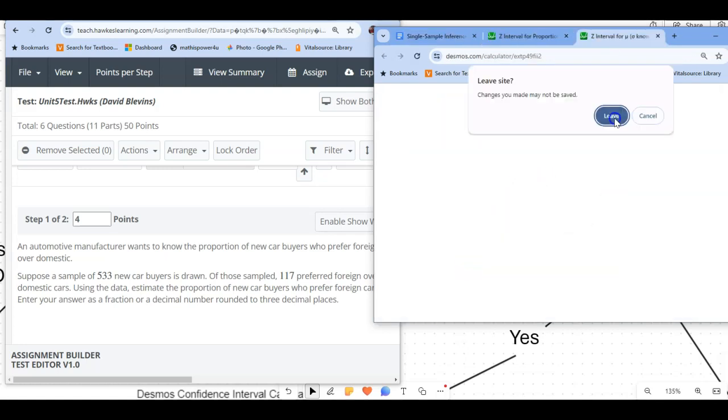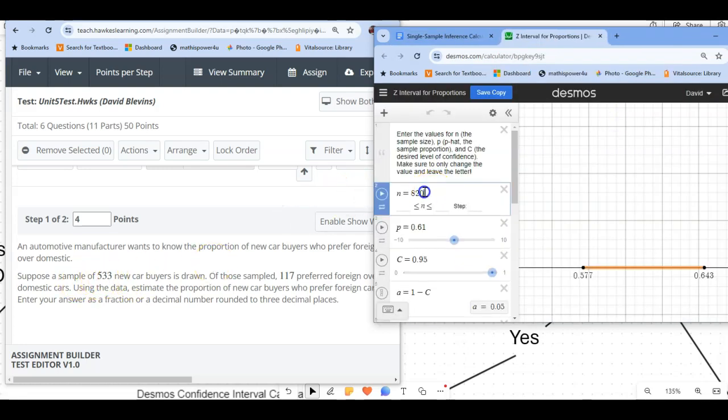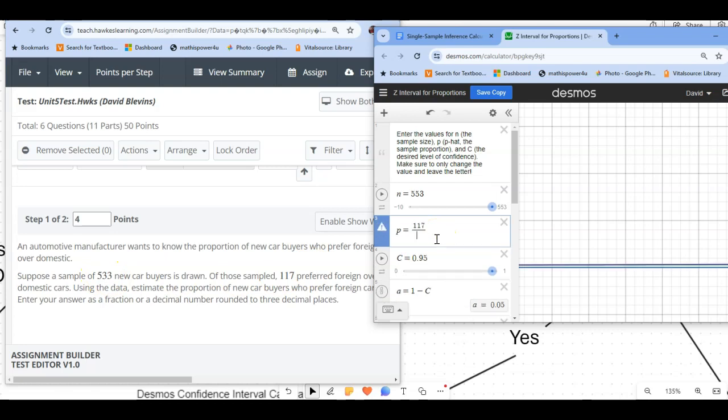There's that bottom one. All right, and then there's my sample size. So I'll just start plugging in these numbers. The P is the proportion in the sample. Technically it's P hat, but it's given to me as a fraction. This is the number out of this many. So I'm going to write that as a fraction, 117 out of 533.